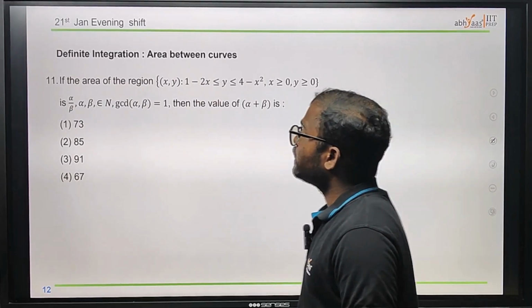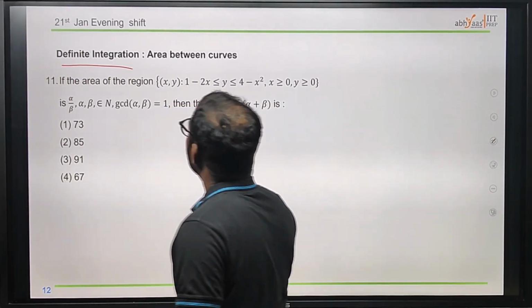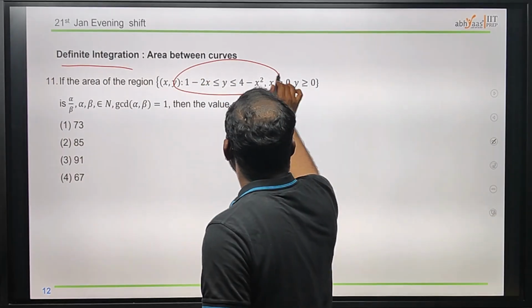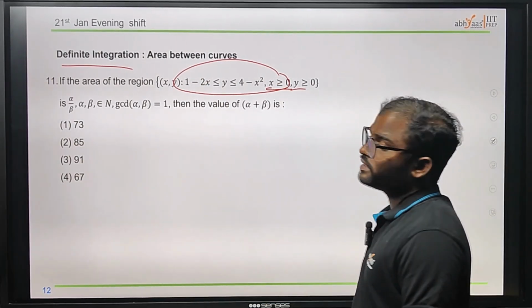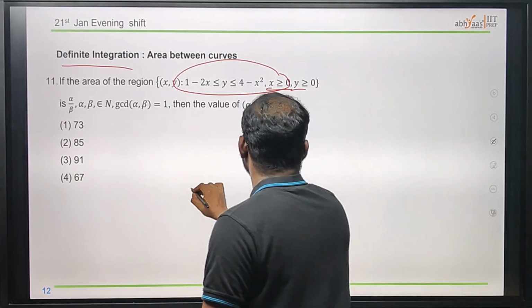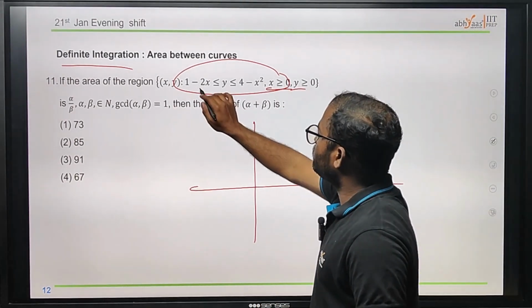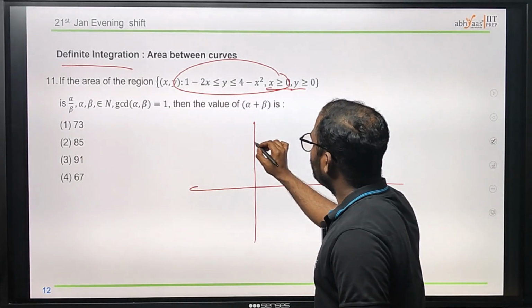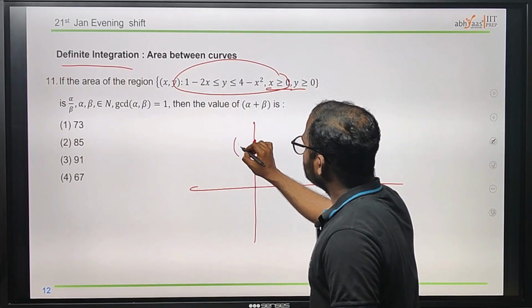Now we have another question on the basis of definite integration. We need to find the area between those two curves. Here we are given the coordinates as x greater than 0, y greater than or equal to 0. We have 1 minus 2x. Substituting 0 here, y equals 1, therefore the point is 0 comma 1.